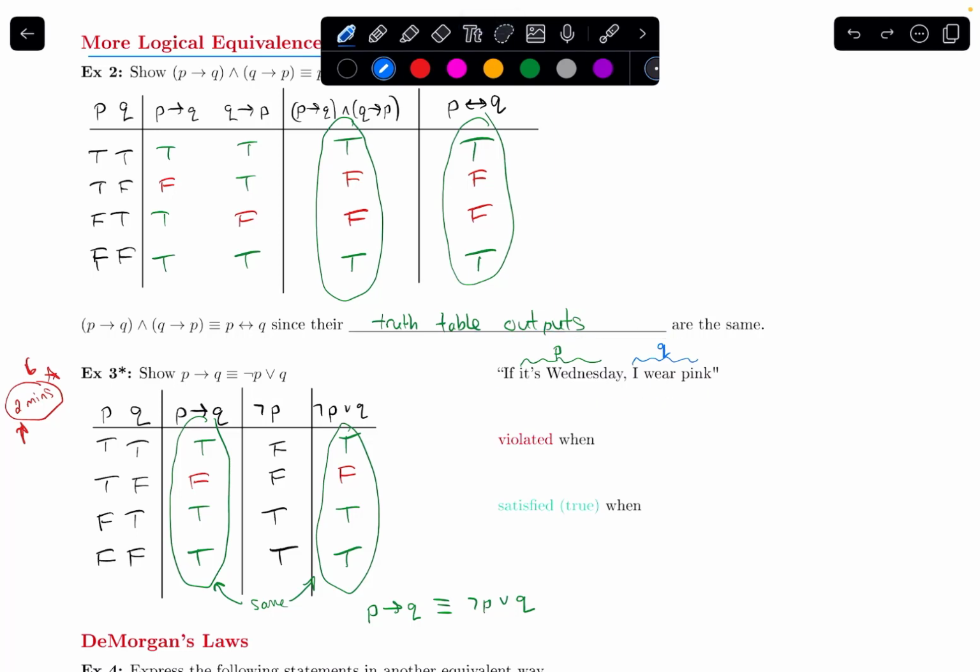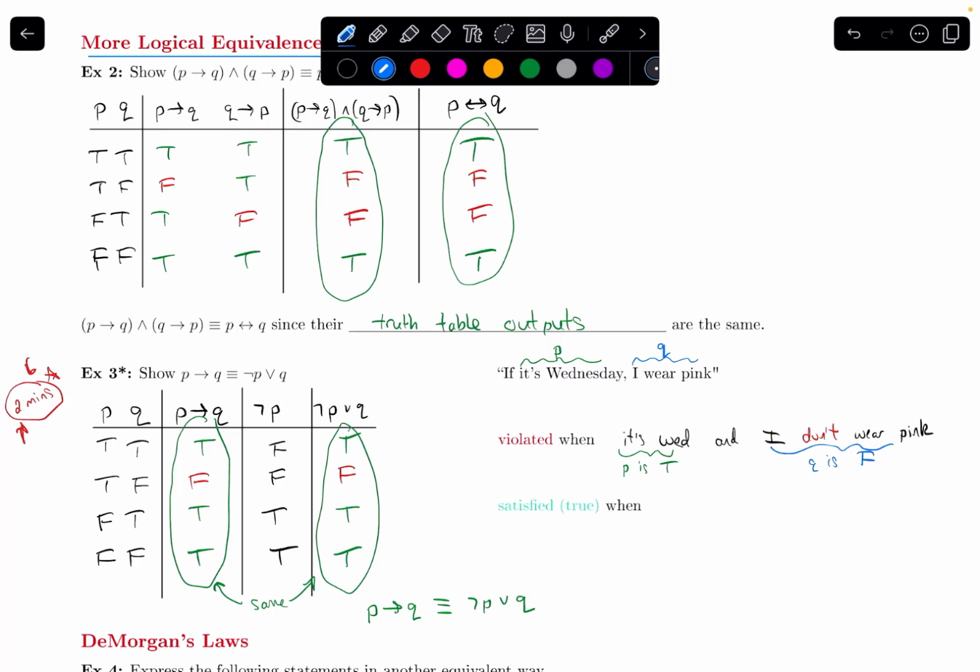And this rule is violated precisely when it's Wednesday, and I don't wear pink. If it's a Wednesday and I'm not wearing pink, then I've broken or I've violated this rule. In other words, what's happening is for me to violate it, I need P to be true, and I need Q to be false. I need the conclusion to be false. That's the only way to violate this rule.